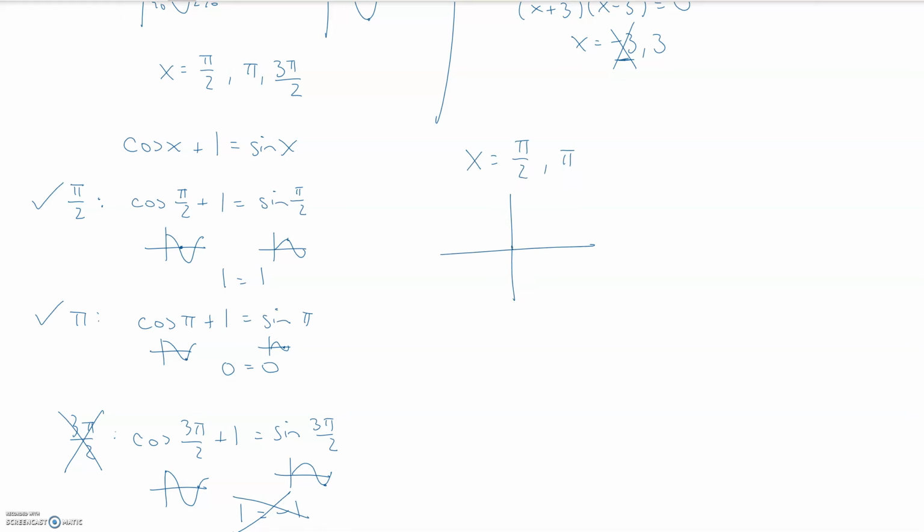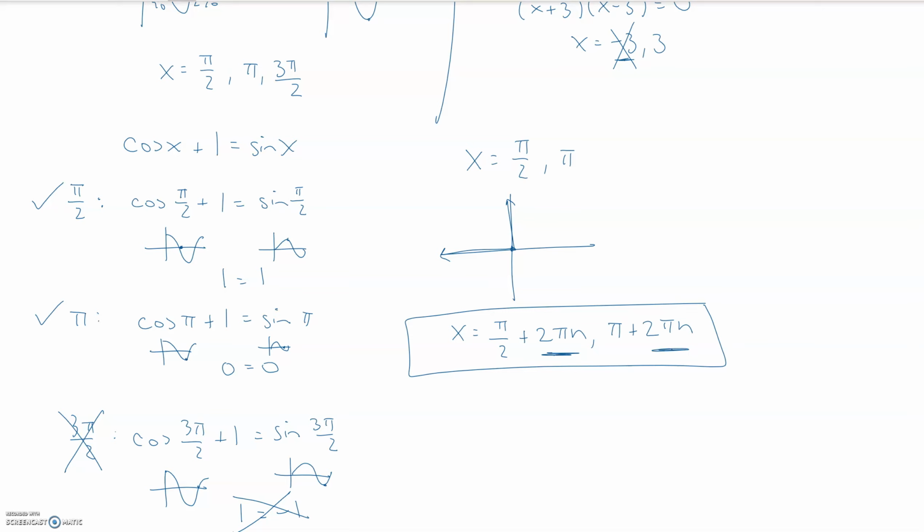I can now look at them on a graph and see if we have any back-to-back situations going on, or if we're dealing with full spins around the circle or some other interval. In this case, we're going to be dealing with full spins around the circle. I get x equals pi over 2 plus 2 pi n and pi plus 2 pi n. Always check for extraneous solutions before you finalize with the plus 2 pi n or the plus pi n or whatever interval you might be spinning with.